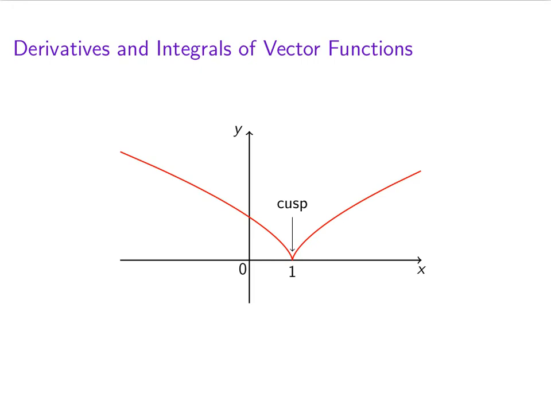Here is the semi-cubical parabola. This curve is not terribly important. You don't need to know the name. But it is an example of a curve that has a sharp point, a cusp.